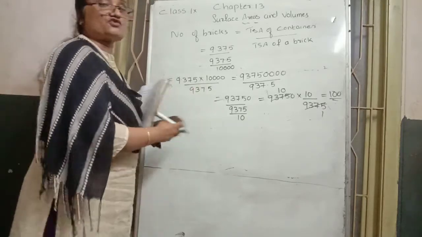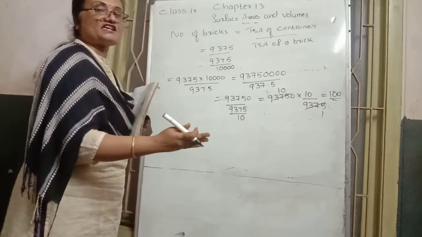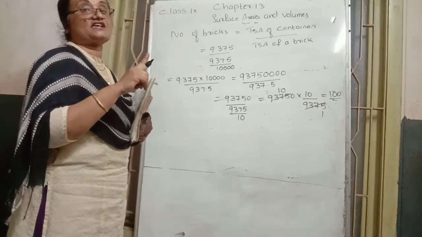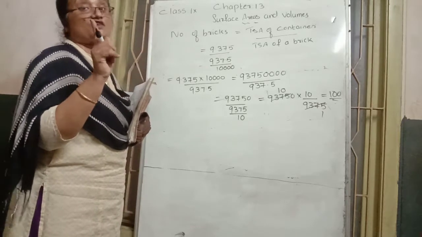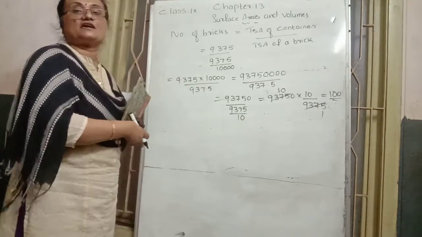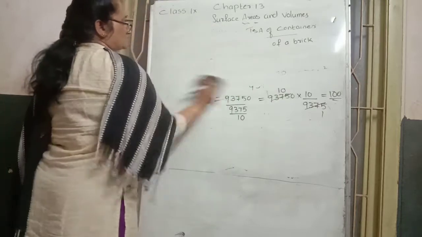So to find the number of bricks, we divide the total surface area of the container by the total surface area of one brick. One brick's dimensions are given, that's why we want to find the TSA of one brick. Using that division, we get the number of bricks as 100. Then next, we go through the next question.